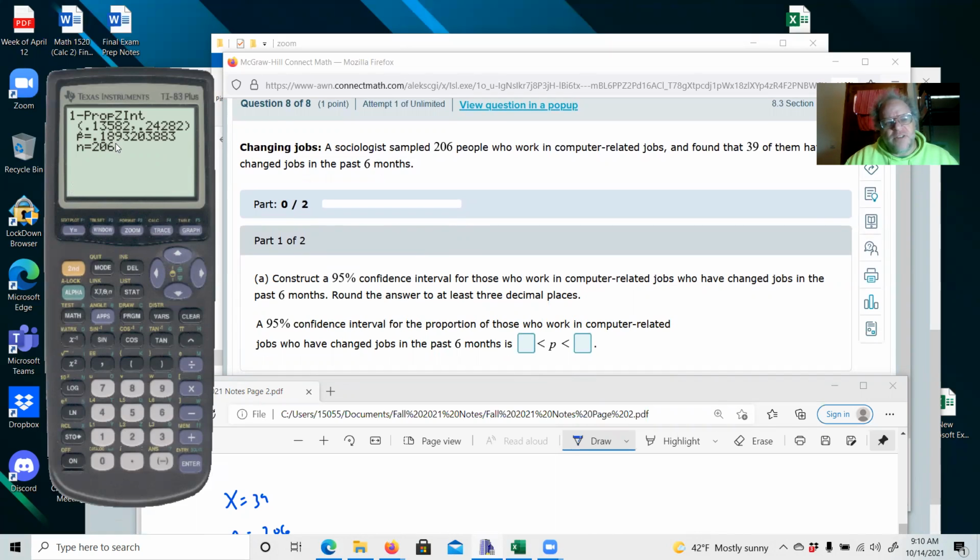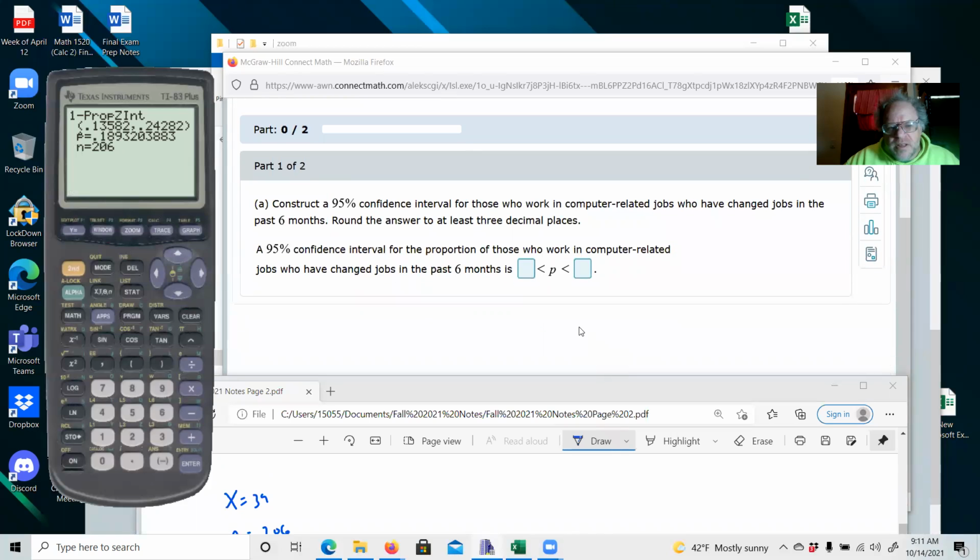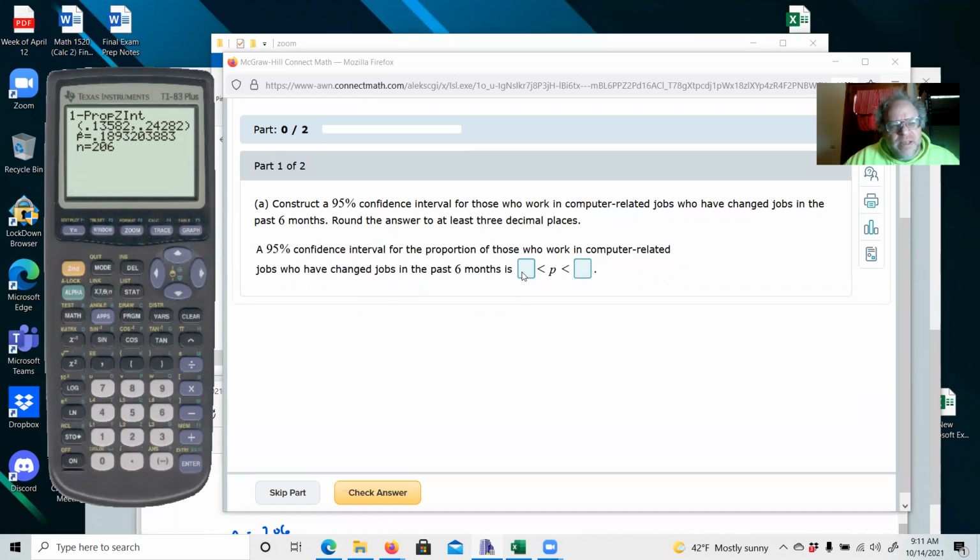Okay, we have our point estimate. Okay, 0.1893, about 19%, 18.93%. And then here is our confidence interval. So this is, how many decimals do you want? 3 decimal places. So 0.135, this 8 is going to contribute a little bit. So it's going to be 0.136. All right. And then this 8 is going to help that 2 there. So it's 0.2428. So it's going to be 0.243. So 0.243. All right. And check our answer.